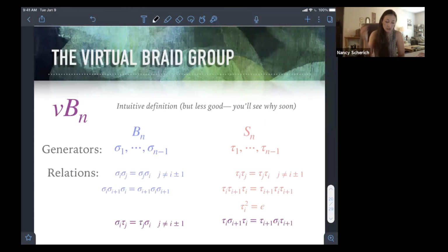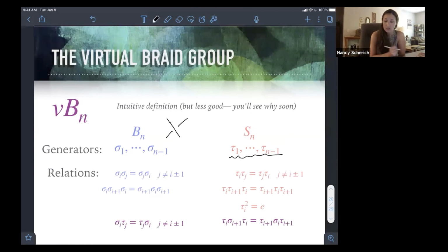All right, so as generators, we have two collections. We have the regular braid group generators, and so these correspond to crossings that actually have an overstrand and an understrand. And then you have the symmetric group and its generators.